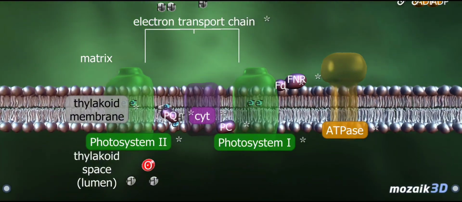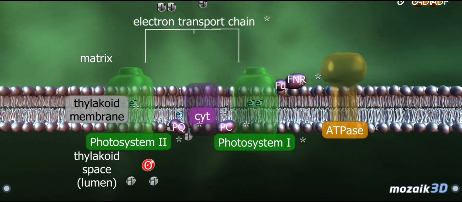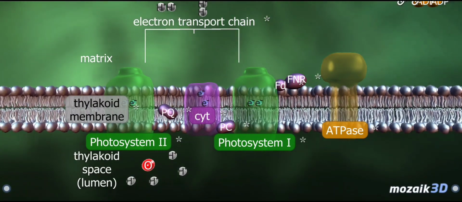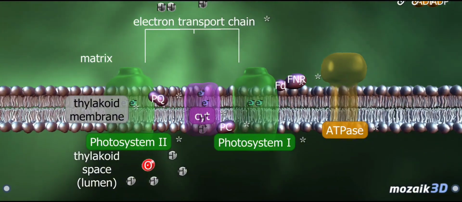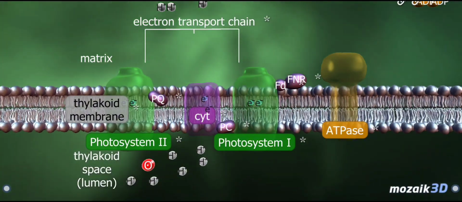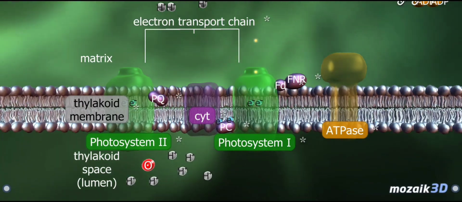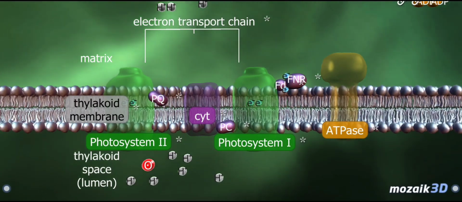The first member of the electron transport chain is plastoquinone, which transfers the electrons to the cytochrome complex. Cytochrome is an iron-containing protein, which transfers electrons to the plastocyanin, while pumping more protons into the thylakoid lumen. The electrons are transferred to photosystem I from the electron transport chain.